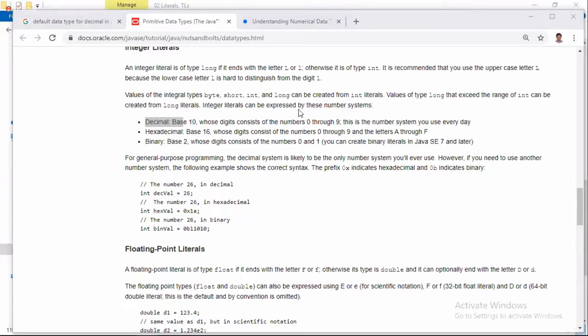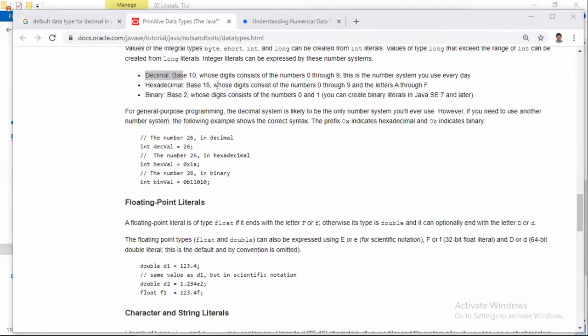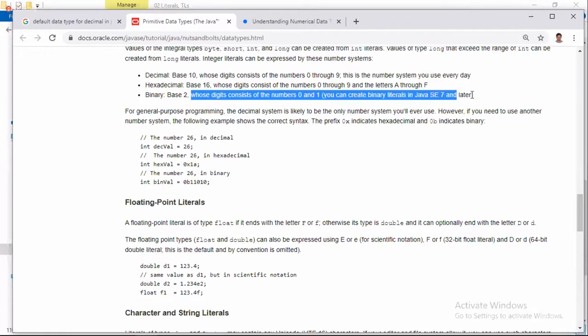Integer literals can be expressed by these number systems. Look at that. Decimal, okay, my terminology is right here. Decimal is base 10, whose digits consist of the numbers 0 through 9. This is the number system you use every day. Hexadecimal is base 16, whose digits consist of the numbers 0 through 9 and the letters A through F. Binary is base 2, whose digits consist of the numbers 0 and 1. You can create binary literals in Java 7 and later.